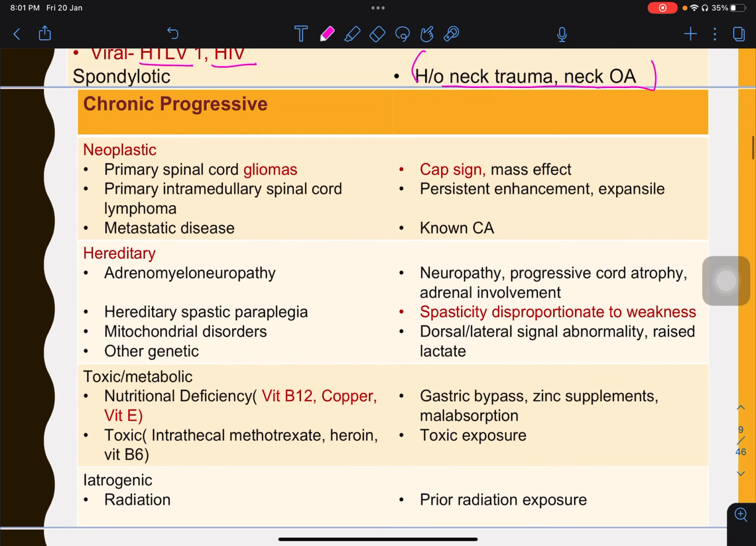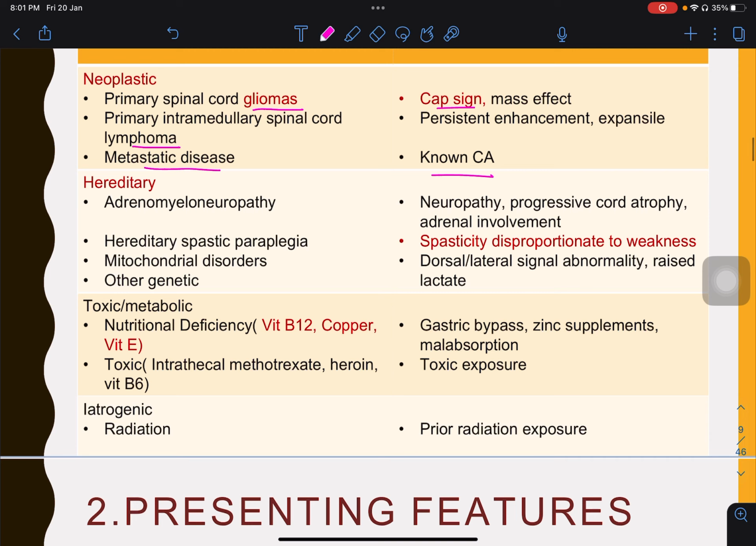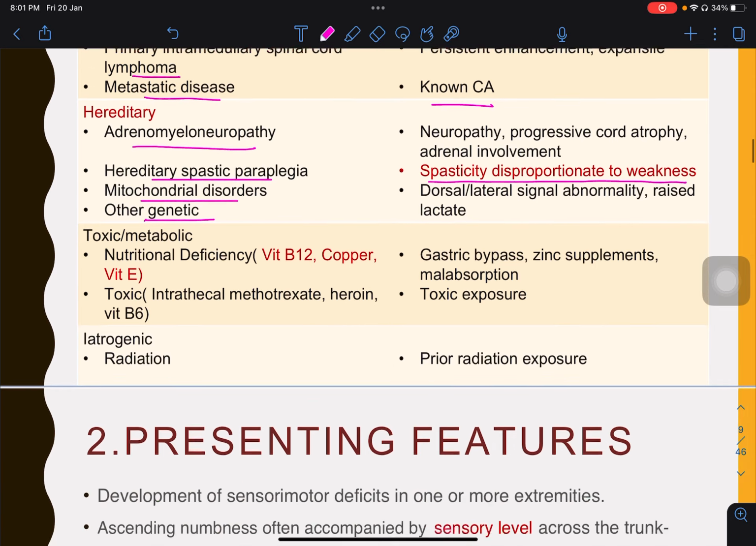And other chronic progressive causes, there could be neoplastic, like a glioma, lymphoma or a metastasis. In the glioma, there's a cap sign. And other hereditary causes: adrenomyeloneuropathy, hereditary spastic paraplegia, mitochondrial disorders, other genetic. In HSP, the spasticity is disproportionate to weakness.